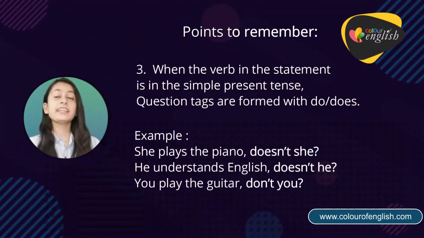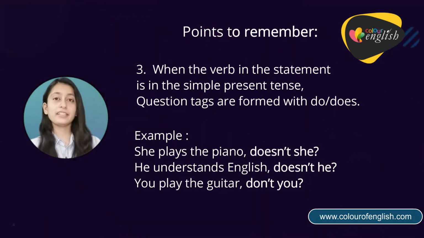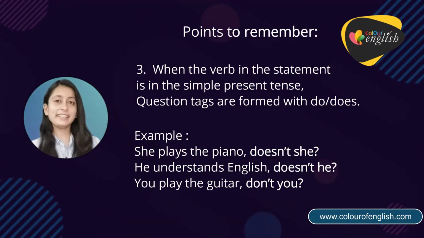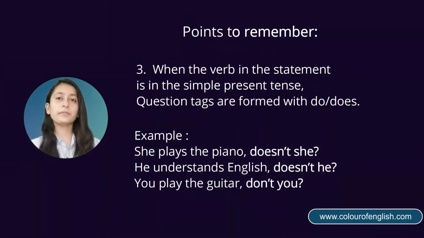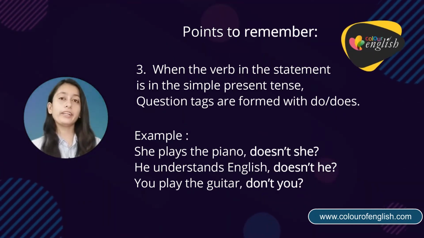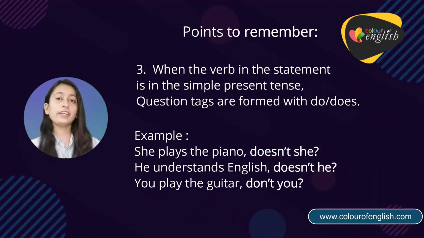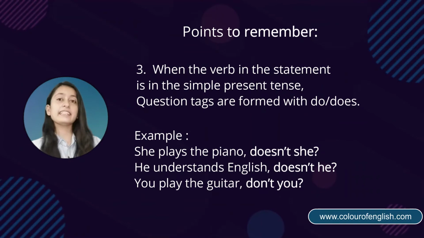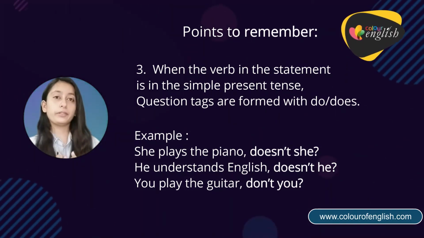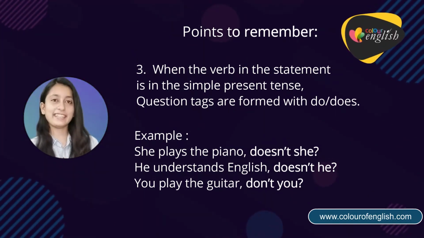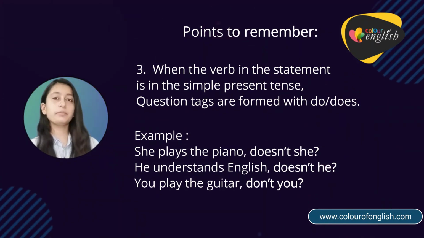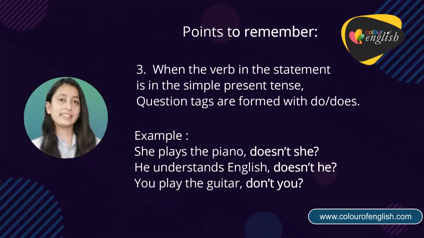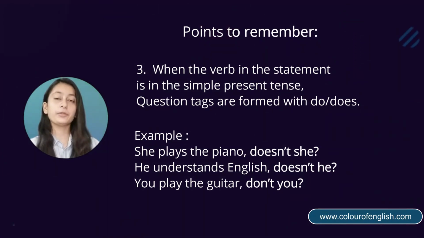The next rule is, if the verb in the given statement is in simple present tense, then the question tag will be formed with do or does. For example, she plays the piano, doesn't she? In this sentence, plays is a verb in simple present tense, so the question tag will be formed with do or does. So she plays the piano, doesn't she?